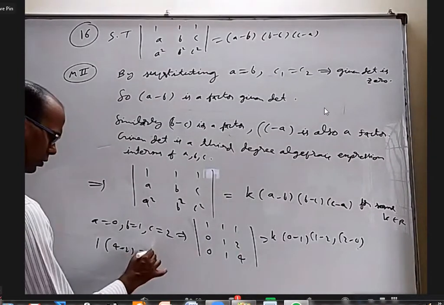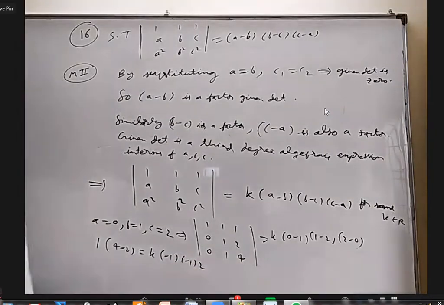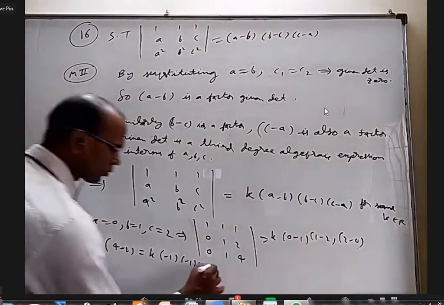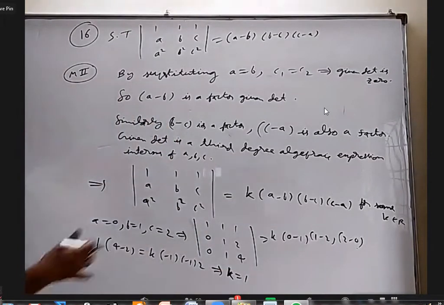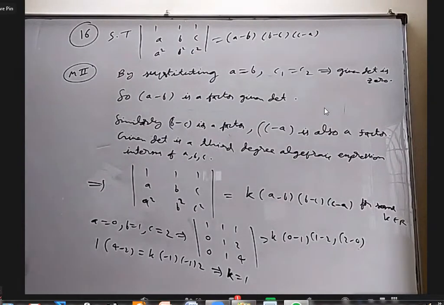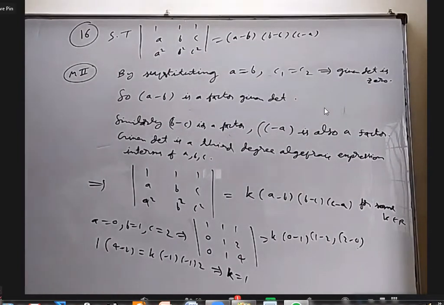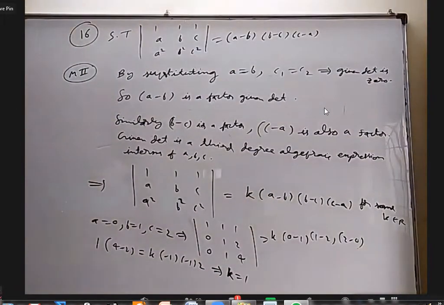So K is equal to minus 1 into minus 1 into 2. This is 2, this is 2. So K equal to 1. Now put K equal to 1, we got the answer. So by putting K equal to 1, you can say hence proved, something like that.